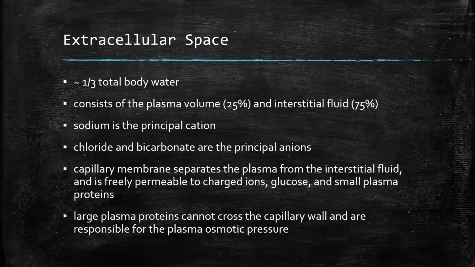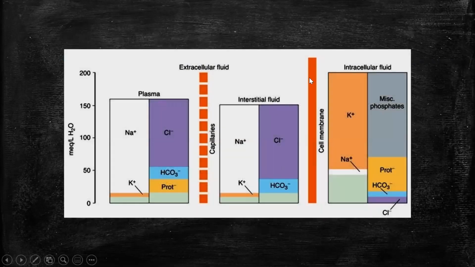However, large plasma proteins like albumin, for instance, at least in conditions of health or normalcy, cannot get across the capillary wall. The pores are too small. And so that makes plasma proteins particularly important in this space, in the same way that sodium is so important for the extracellular space. And we'll talk about this a little bit more in a second. So this picture, I think, sums it up pretty good.